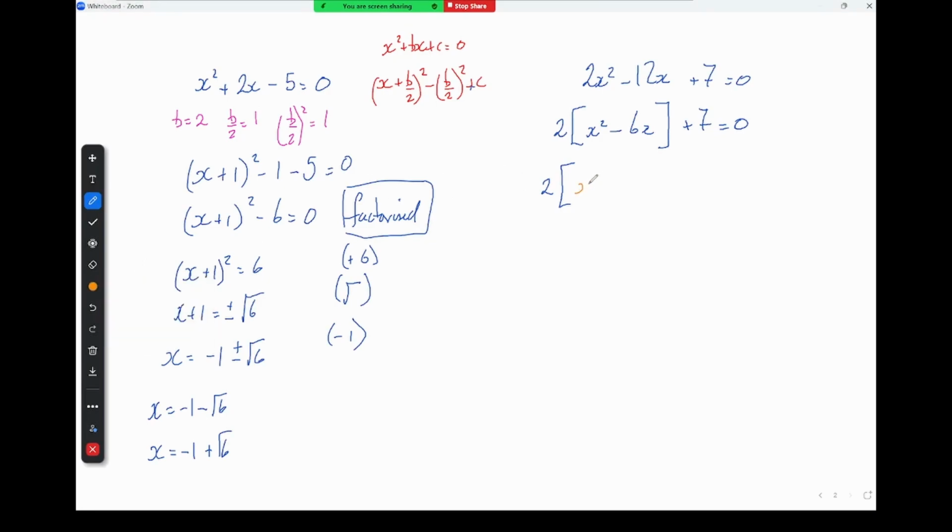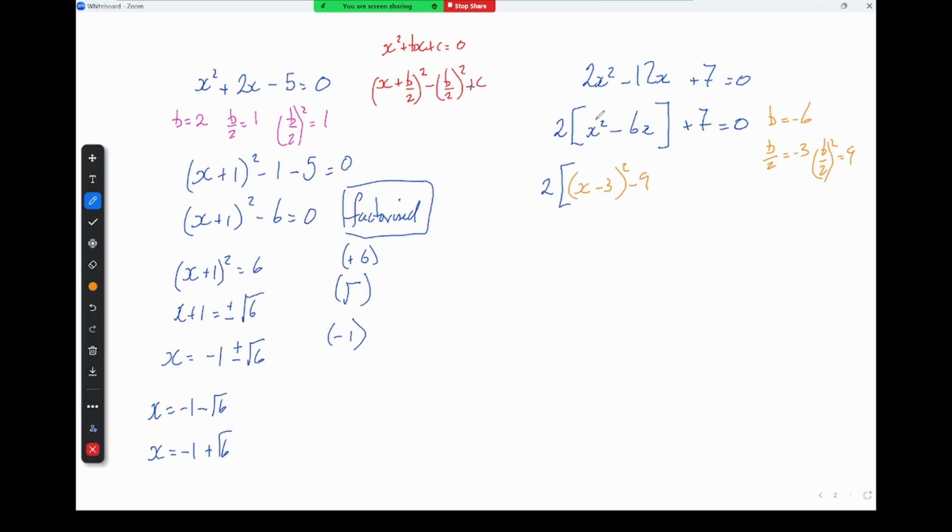So that's going to be x. What's my value of b? Well, actually here b is minus 6. So b over 2 is minus 3, and b over 2 squared is 9. So that's going to be x plus b over 2, which is minus 3, squared. What do I have to do? It's minus b over 2 squared, so b over 2 squared is 9, so it's minus 9.